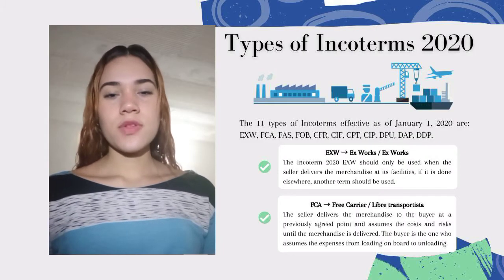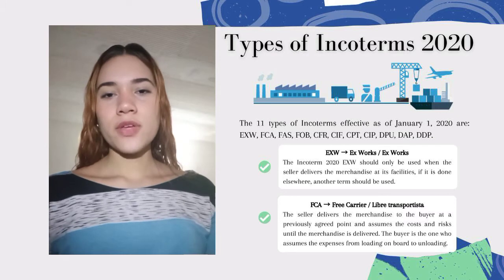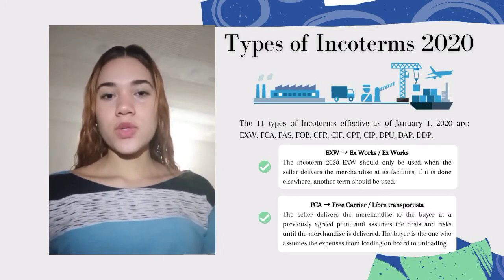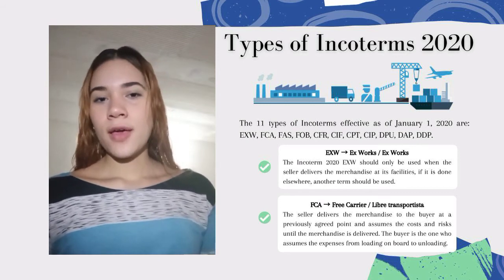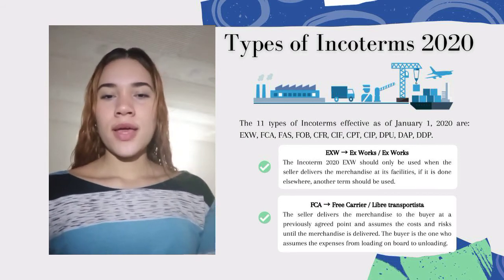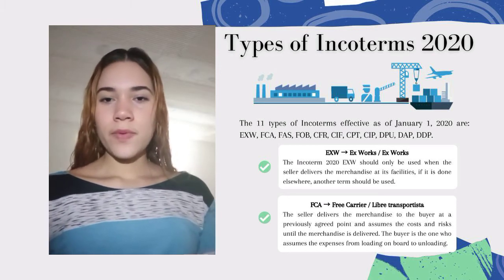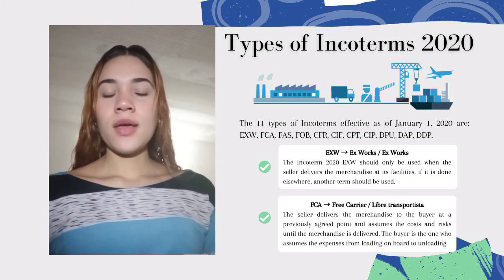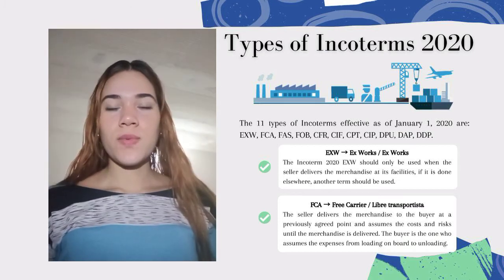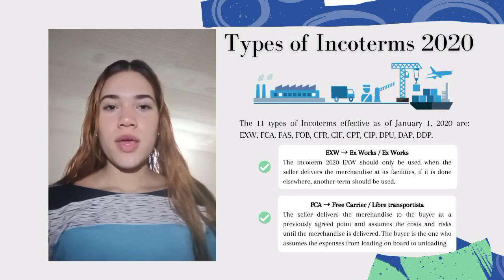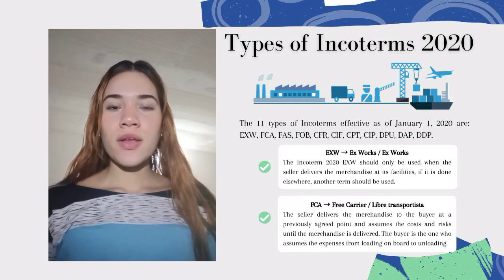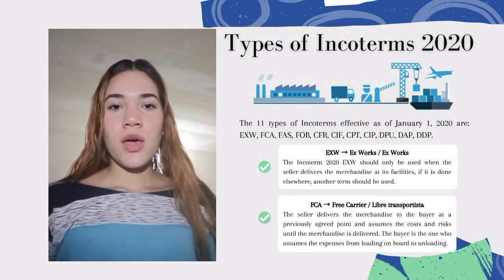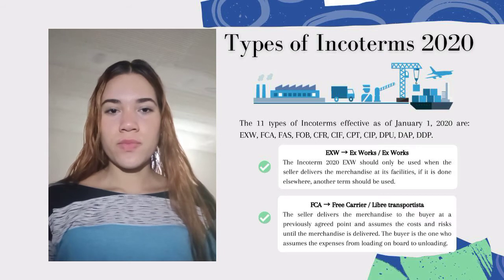Types of Incoterms 2020. The 11 types of Incoterms effective as of January 1st, 2020 are EXW, FCA, FAS, FOB, CFR, CIF, CPT, CIP, DPU, DAP, and DDP. EXW, Ex Works. Under Incoterms 2020, EXW should only be used when the seller delivers the merchandise at its facilities. If it is done elsewhere, another term should be used.